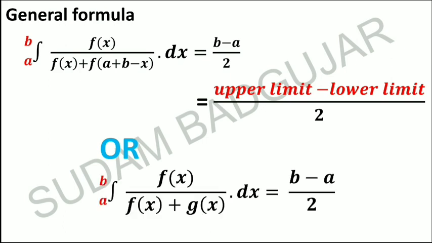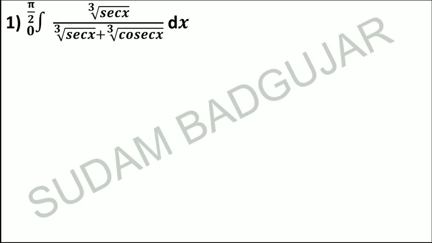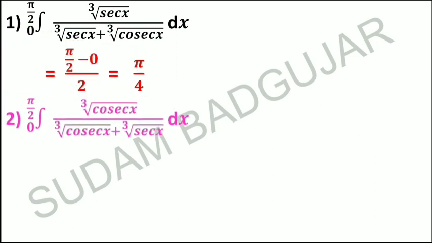We will see the same question, the previous question. Integration of cube root of sec x upon cube root of sec x plus cube root of cosec x from 0 to pi by 2. What was the final answer in the previous traditional method? That is pi by 4. See here, upper limit pi by 2 minus lower limit 0 upon 2, that is pi by 2 upon 2, that is pi by 4. Understood? Now the next one, cube root of cosec x upon cube root of cosec x plus cube root of sec x, that is also pi by 4.